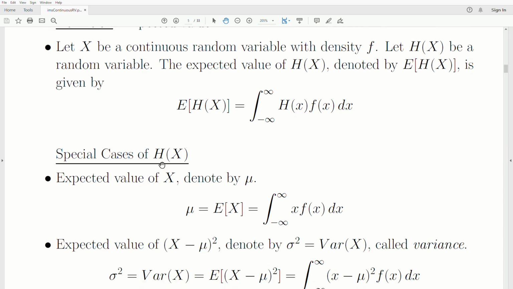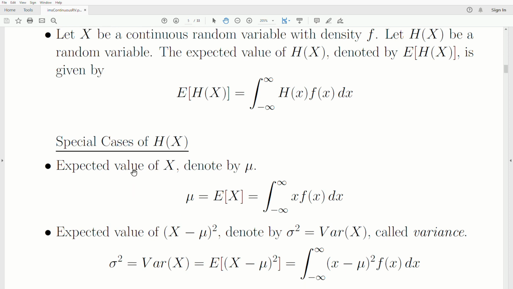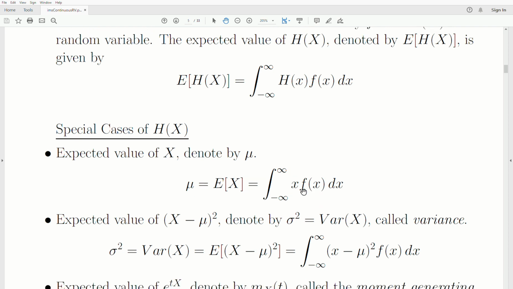Now, special cases of h of x are of interest to us. So the expected value of x. So h of x is just x, and it's denoted by the Greek letter mu. So the expected value of x is you take x times its density integrated over all possible values of x. And that's it. That's the mean value of x.